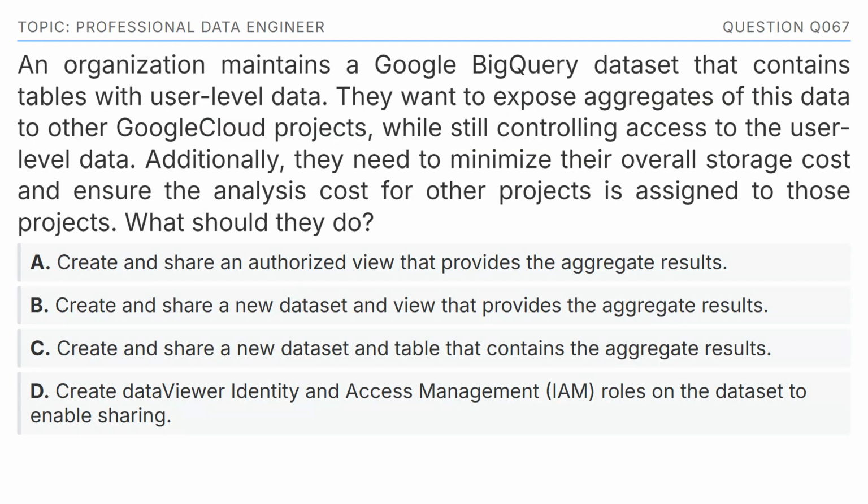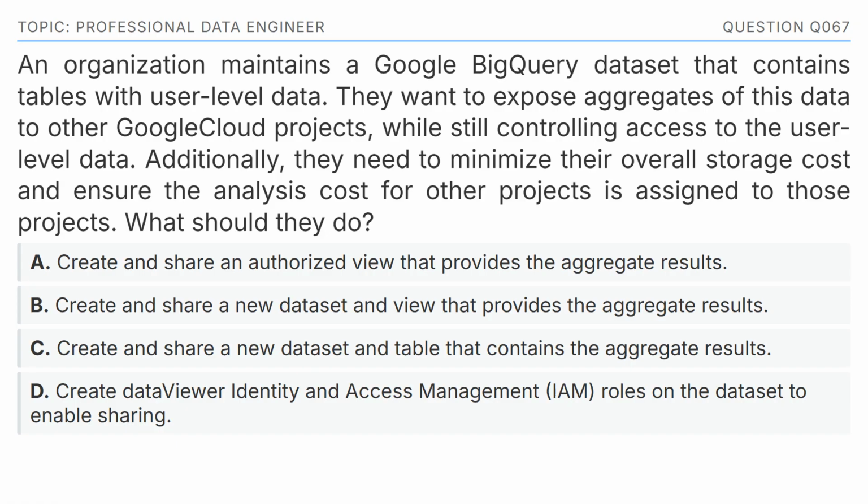An organization maintains a Google BigQuery dataset that contains tables with user-level data. They want to expose aggregates of this data to other Google Cloud projects, while still controlling access to the user-level data. Additionally, they need to minimize their overall storage cost and ensure the analysis cost for other projects is assigned to those projects. What should they do?